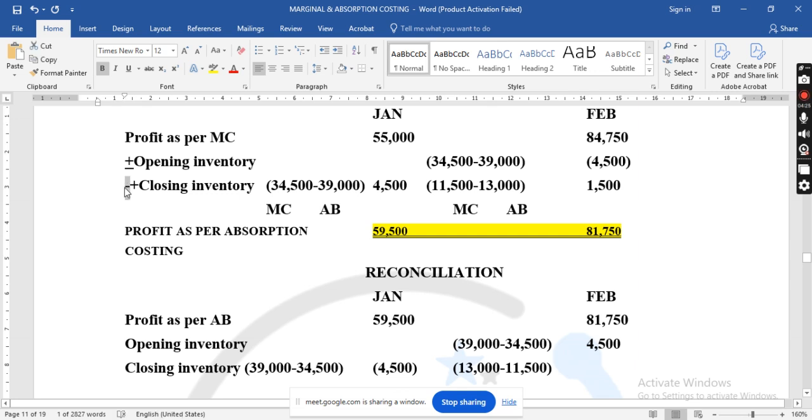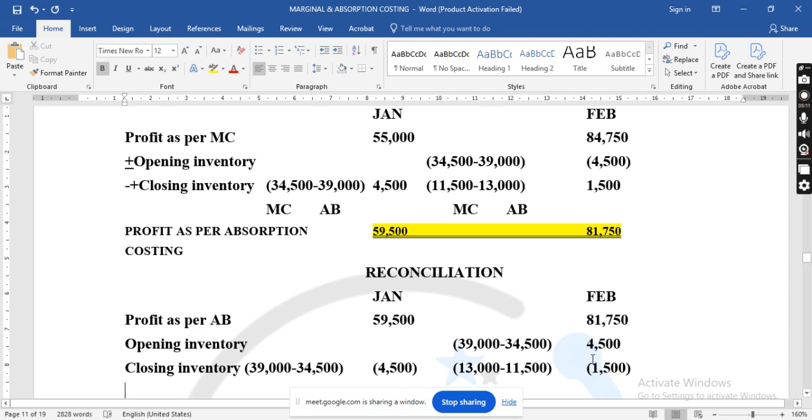This is closing. If it is opening, that is when you add. Do you get? If the closing inventory of absorption costing is greater, you subtract. But if it is lesser, you add. Now, the closing inventory of absorption, 13,000, is higher. It is greater, so you subtract the difference, which is 1,500.